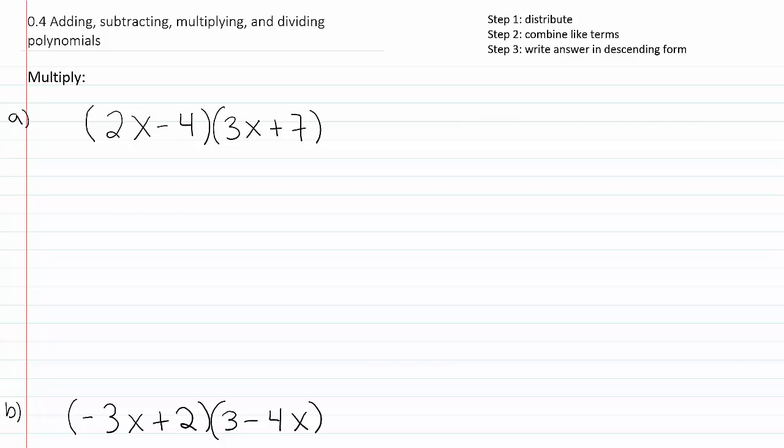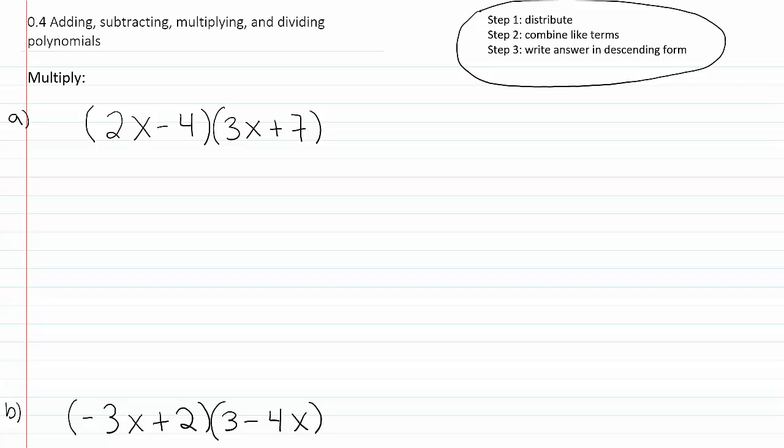All right, in this video we're looking at how to multiply binomials together. The set of steps in the upper right-hand corner here is going to indicate what we should do to solve these problems. Basically, we're going to distribute, then we're going to combine like terms, and then simply write our answer in descending form. So let's go ahead and begin with this first binomial pair.